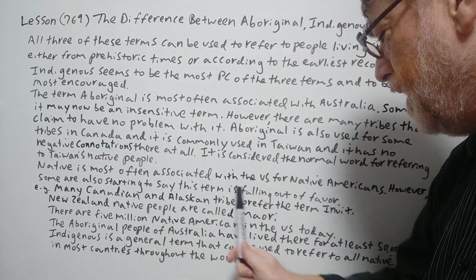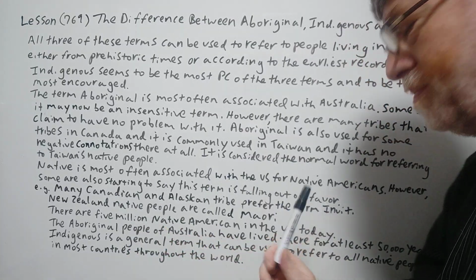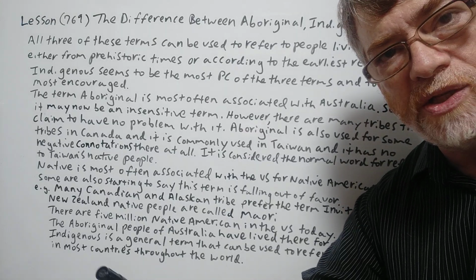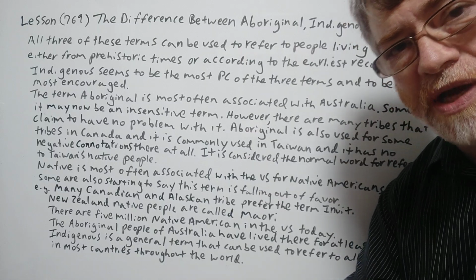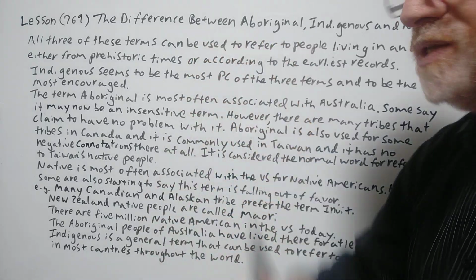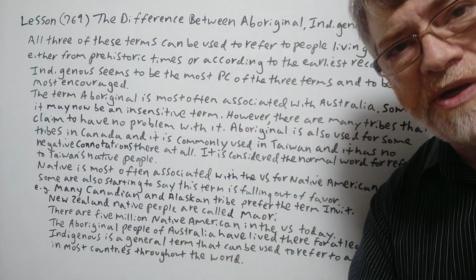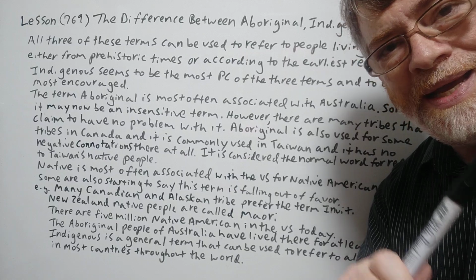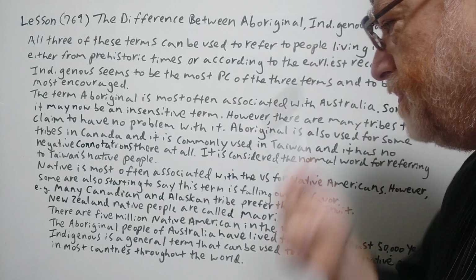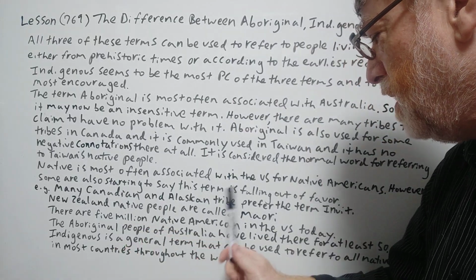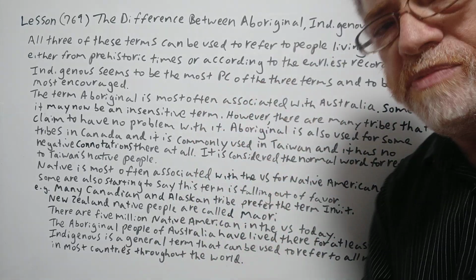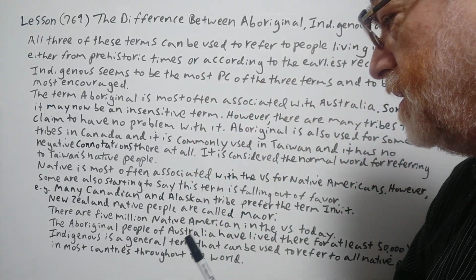Many Canadian and Alaskan tribes prefer the term Inuit. Sometimes I think it's better to use the one that they actually prefer. So there are a lot of Canadian and Alaskan tribes that would rather you say Inuit than any of these three terms here. It's more personal. In a lot of those Inuit languages, it's actually the word for people, and that's the word they prefer. All right, New Zealand native people are called Maori, and I think they prefer that name rather than these terms up here. All right, now let's go on.